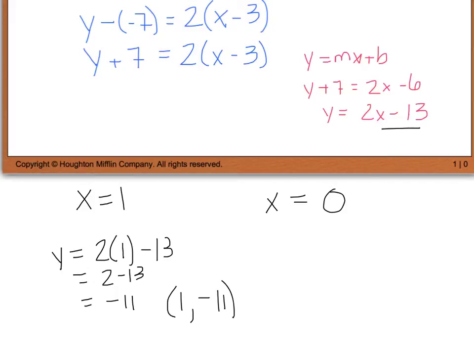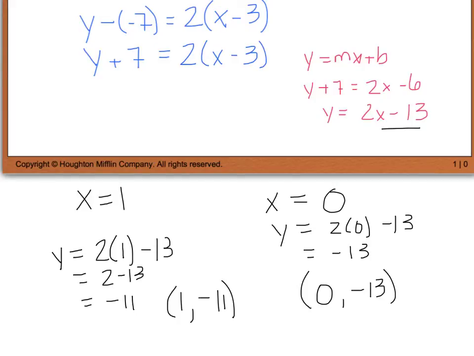And if I use 0, that's going to give me 2 times 0 minus 13, so y equals negative 13. So another point that would fall on that graph would be (0, negative 13). Now you could have picked two different x values and that would have been okay as well.